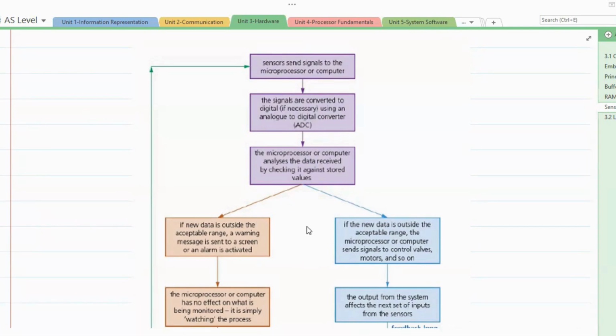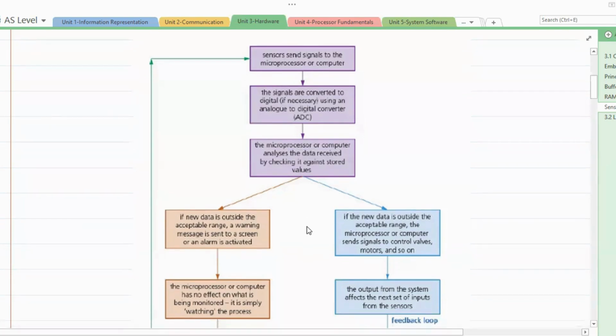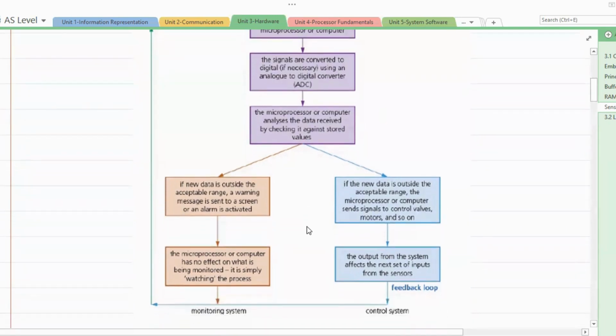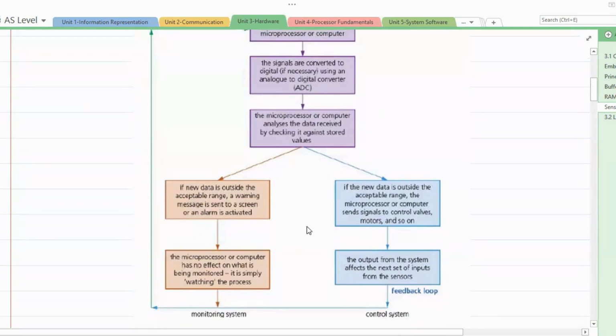So if you look at this flow chart, you'll see that first, sensors are sending signals to the microprocessor or computer. Sensors are continuously gathering data from the environment and continuously sending it to the microprocessor. Now, these signals are converted to digital if required using an analog to digital converter, which is ADC. And the microprocessor or computer analyzes the data received by checking it against some stored standard values. After this, it can either go into a monitoring system or it can be a controlling system.